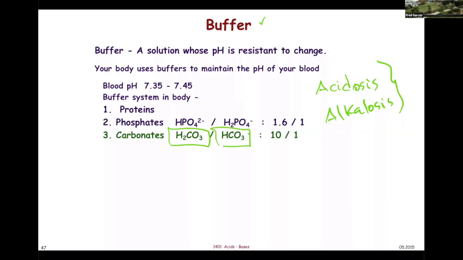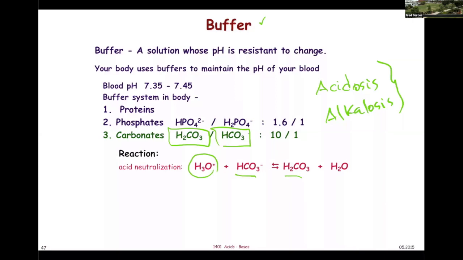In fact, these two exist in a ratio of 10 to 1. And the chemistry is the following. We have bicarbonate, and this is carbonic acid. If we have excess acid, remember that pH is equal to the negative log of the hydronium ion concentration.